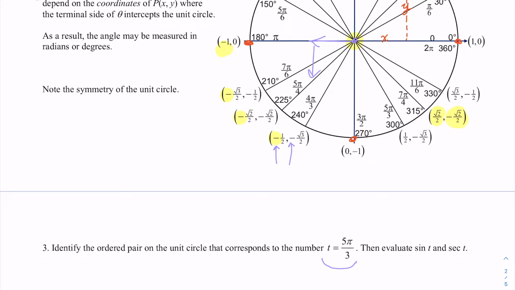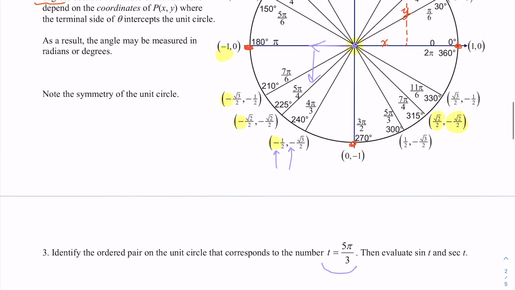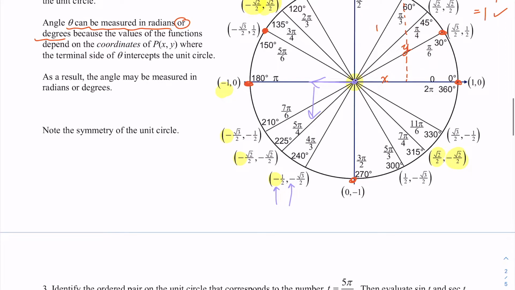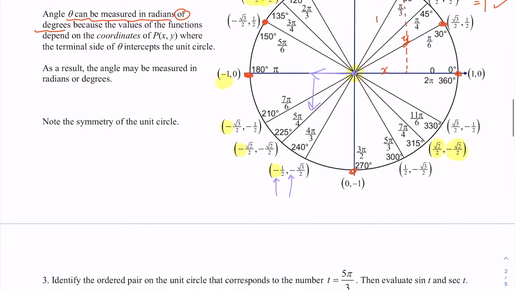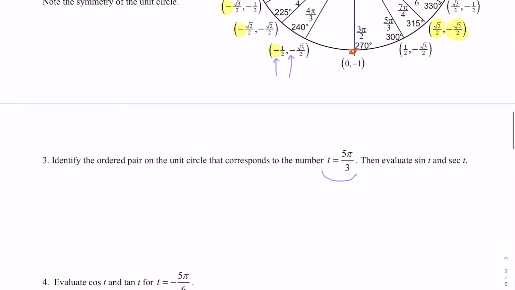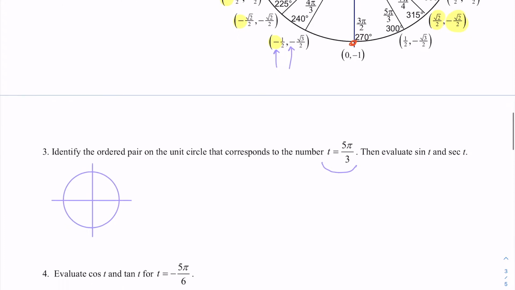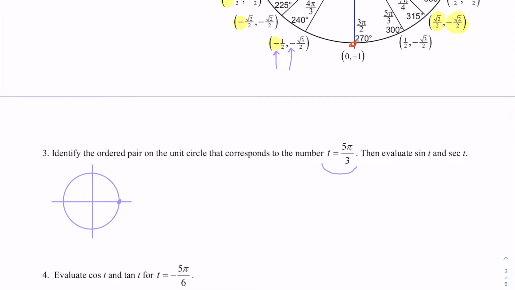So if we take a look at this and we see that t equals 5π/3, we have already passed 3π/3. Let's go ahead and just draw a quick graph. So here we have our circle and our unit circle, and we have started here and we have come around.